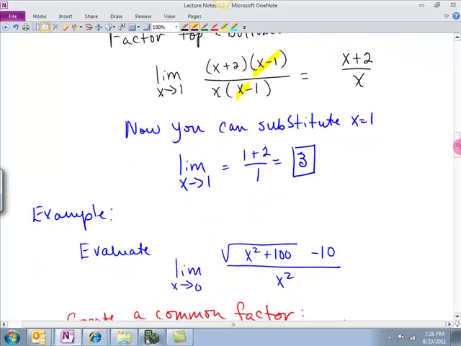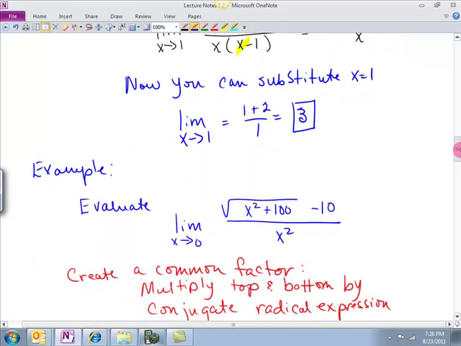All right, but this one, what about this guy? Square root of x squared plus 100 minus 10 over x squared. Can we let x go to 0? We can't plug in x to be 0 on the bottom, right? And I don't think factoring that thing's going to help us. So here's another technique. When you see radicals, sometimes you want to multiply by the conjugate of the radical expression.